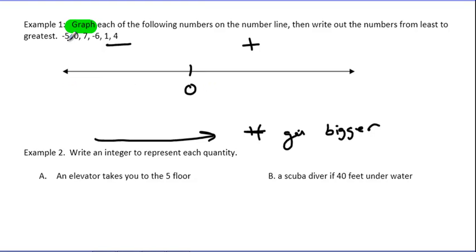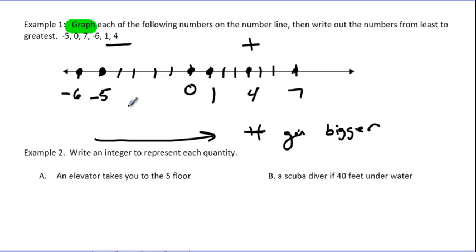So let's place our numbers on this number line. We have -5, so 1, 2, 3, 4, 5. We place a dot and we write the number. 0, of course, is right in the middle. 7, 1, 2, 3, 4, 5, 6, 7. And then we have -6, which is one past there. Put my dot. I have a 1, and then 4, 1, 2, 3, 4. So there's the numbers on the number line. And in order from least to greatest, we would say -6, -5, 0, 1, 4, and 7.